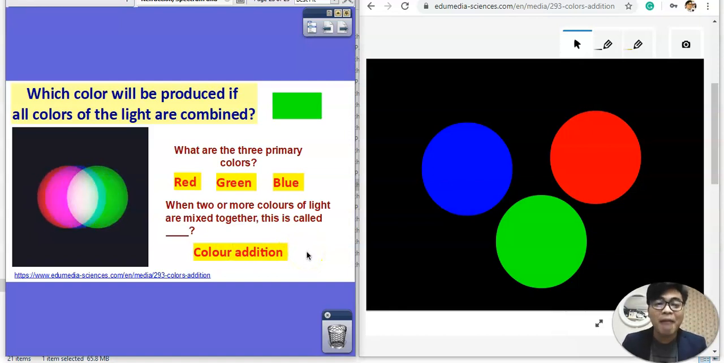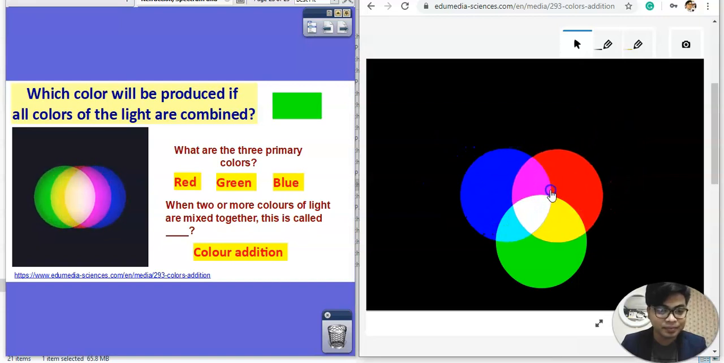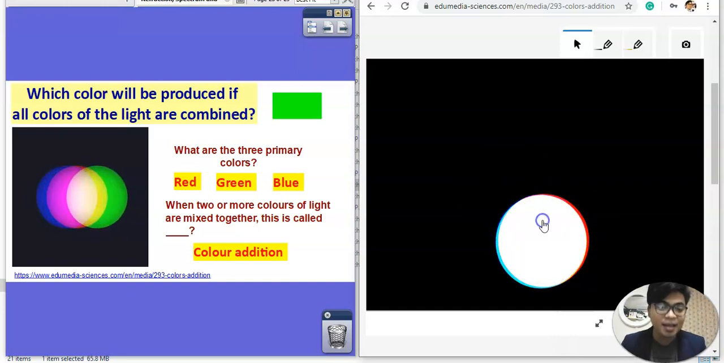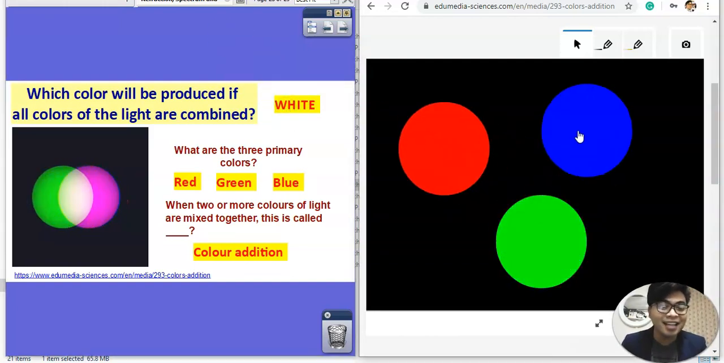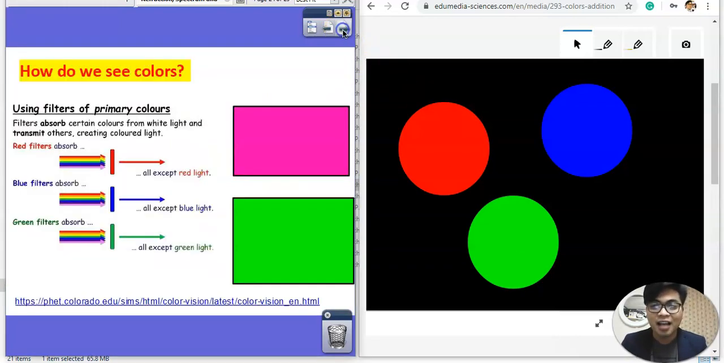So what will happen if I add all these primary colors? What color will it result in? Let's take a look. Look here at the middle where I combine all of these colors. See? I combined all the colors here, and of course it results in white light. Therefore, white light is not just colorless or just white. It is formed because it's a combination of the different colors.